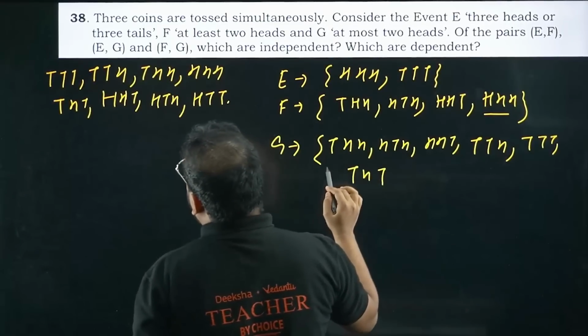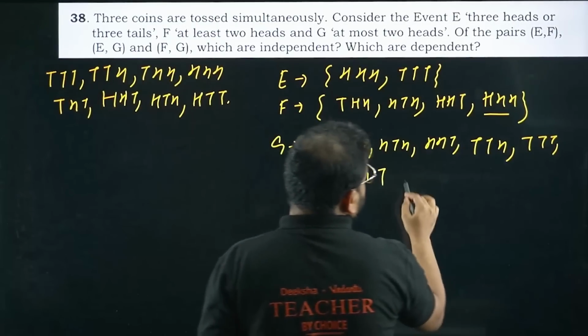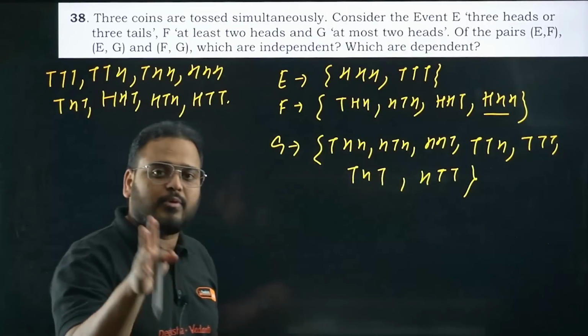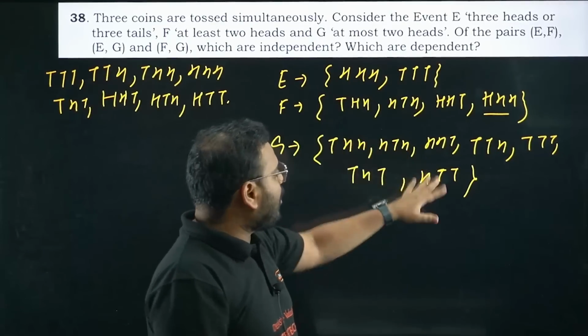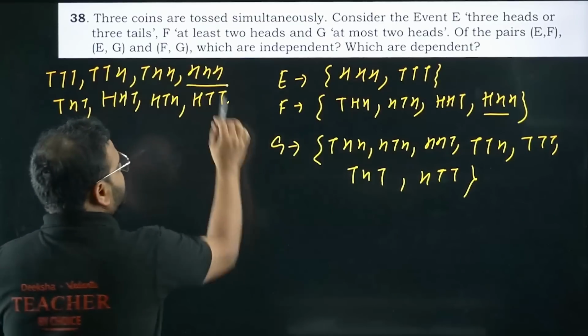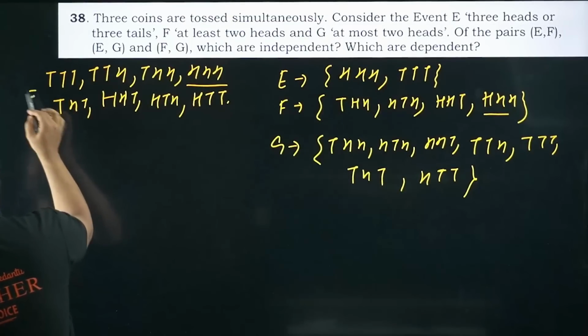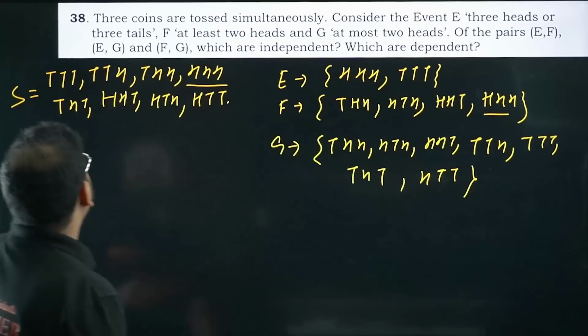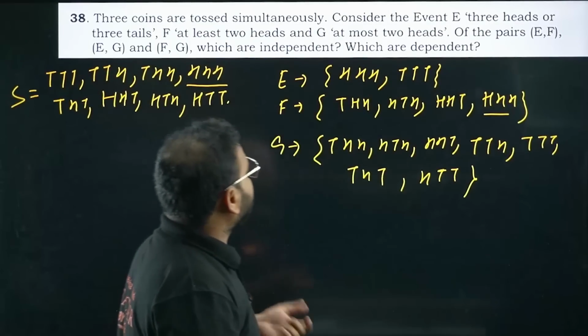One more, we have HTT. Please check. At most 2 means maximum of 2, minimum is 0 also okay. So we all will come except for this 3H. This is your sample space. Of the pairs EF, EG and FG, which are independent, please check.